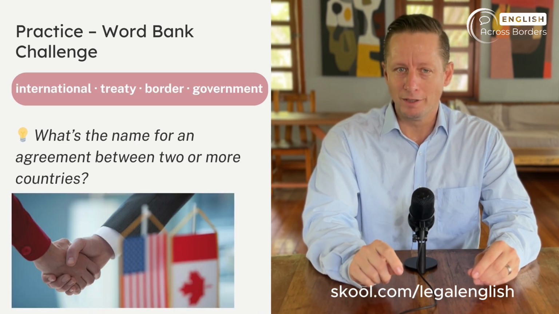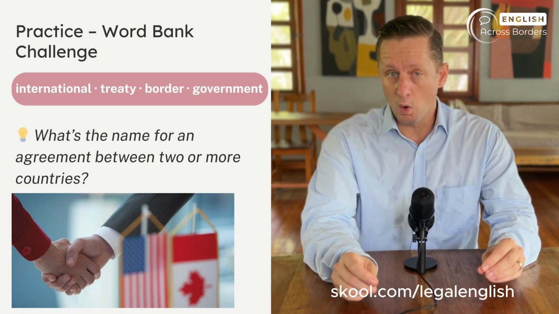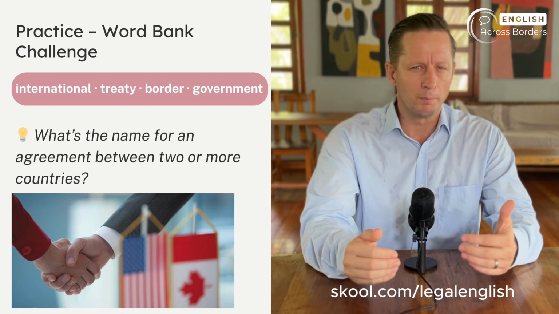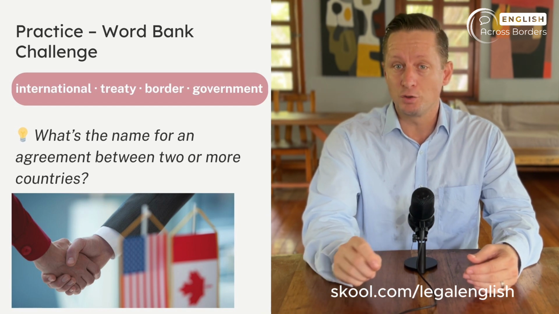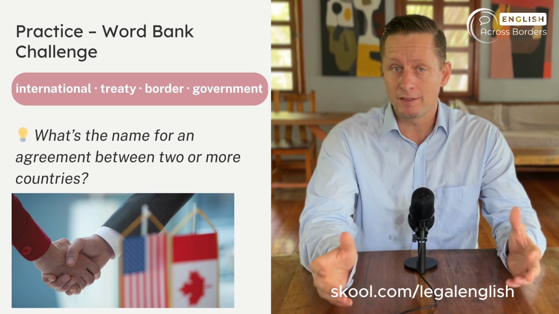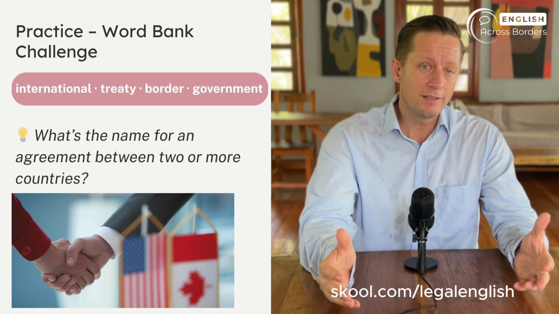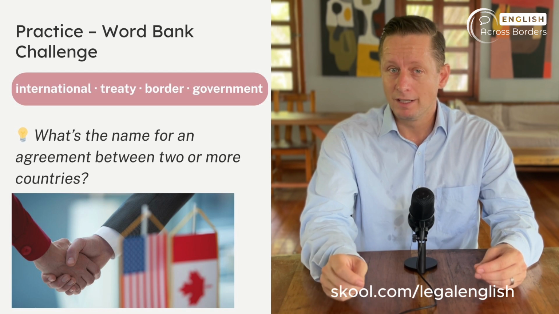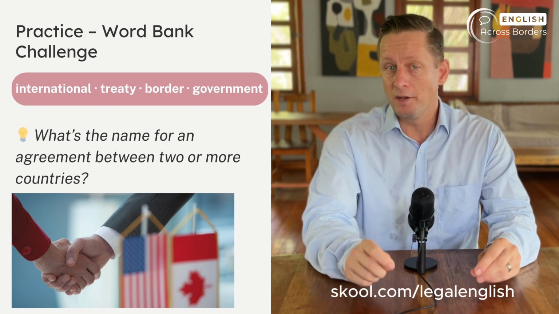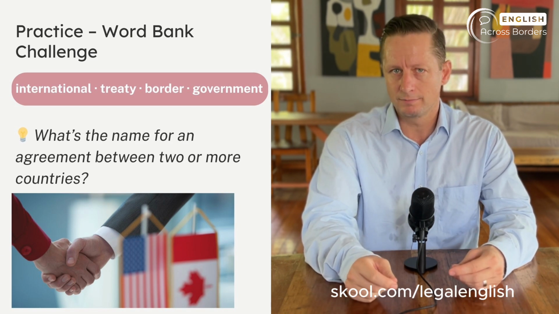Here's a useful one. Countries often have conflicts, but instead of war, they talk. And when they agree on rules or plans, they sign a treaty. For example, imagine two countries want to protect the ocean between them. They sign a treaty to share fishing rights and protect the environment. In international law, treaties are serious. They create legal obligations between countries.